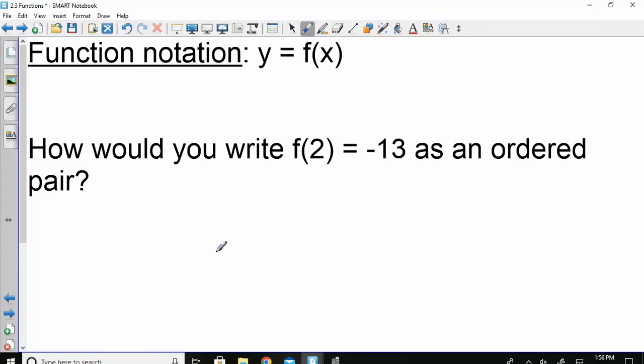Okay, so function notation. In function notation, you don't see x and y. You replace that y with an f of x. So we will see function notation the majority of the time. When I see f of -2 equals 13, what would that be as an ordered pair? What's the x value? -2. What's the y? 13. Okay, so what you plug in is the x, what you get out is the y.